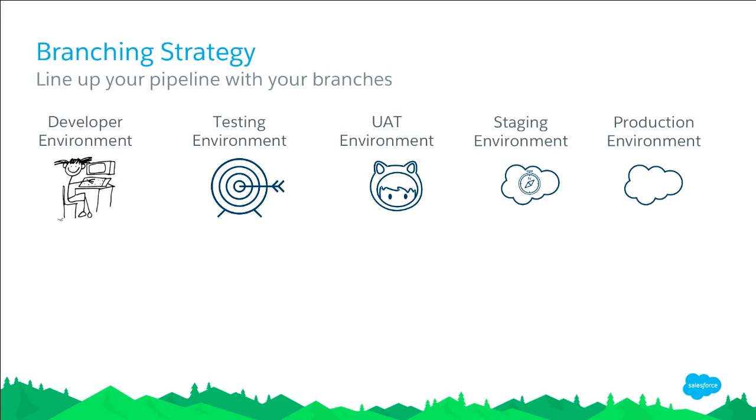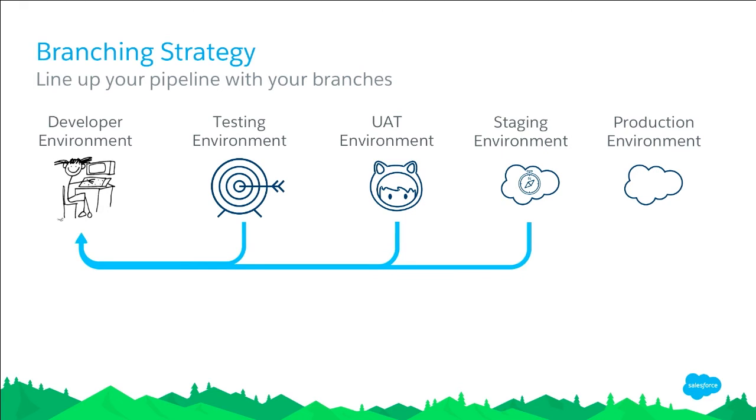Every single one of these steps is going to feed back into development. It's important to remember that the process is not linear. If you find a bug in your testing environment, it feeds back to the developer and has to go through the whole process again. If you find a problem in UAT, it goes back to the developer, has to go through the whole process again.